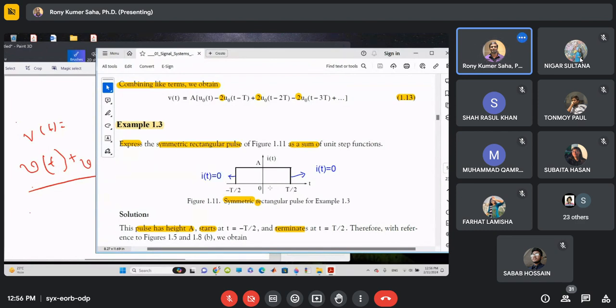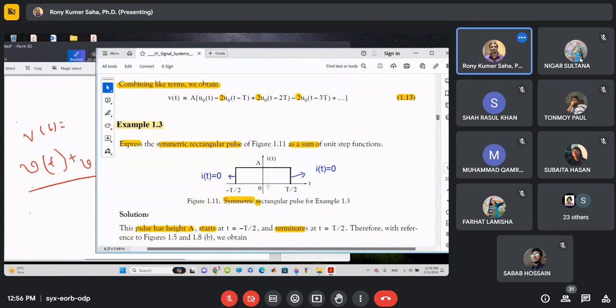Okay? So that can be represented. How can we do it? How do you represent this one? Here you can see the signal is a unit step function, right? We have to represent the unit step. You can express this symmetry, because it is symmetric around the y-axis, so it's a real-valued signal. The symmetric rectangular part of this figure can be expressed as a sum of unit step functions. So you have to represent it as a sum.